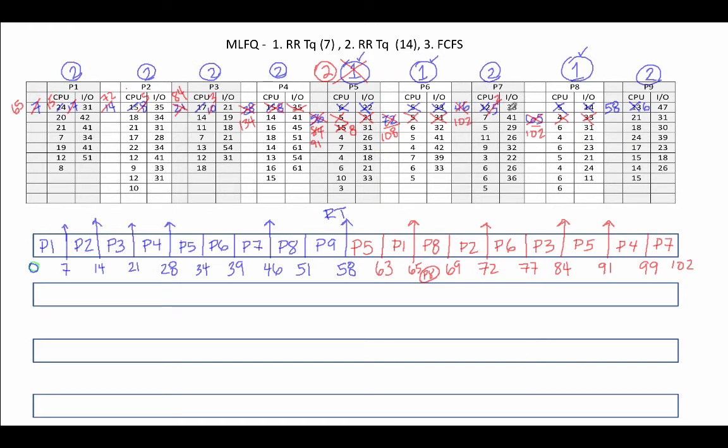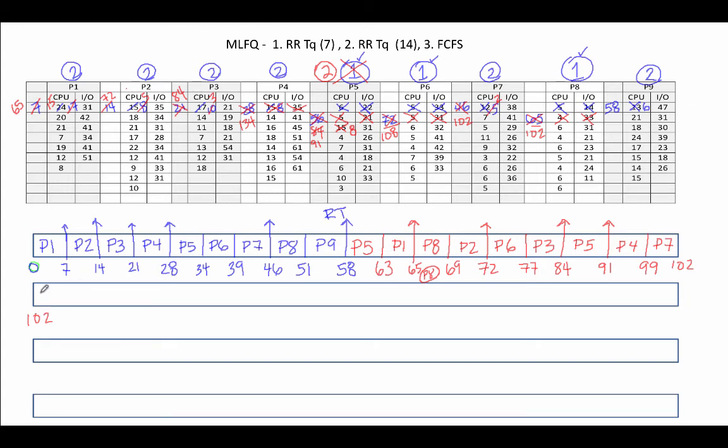So again, P7 was not trying to do its new 7. It had 5 left from before, but it was unable to complete those 5 because P8 arrived at time 102. So when P8 arrived at time 102, it preempted P7, so it still has 2 left before it can go out to I/O.